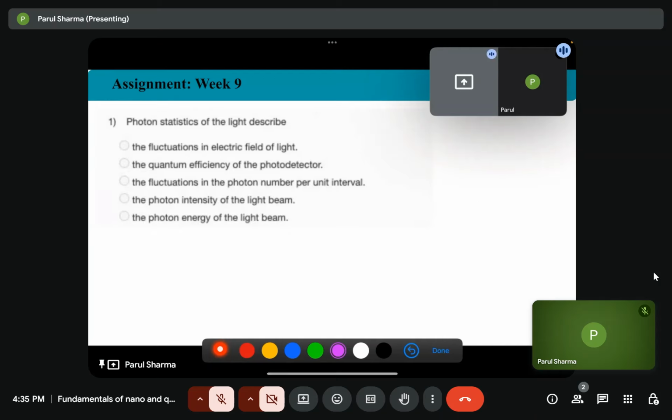Next, coming to the assignment. So photon statistics.